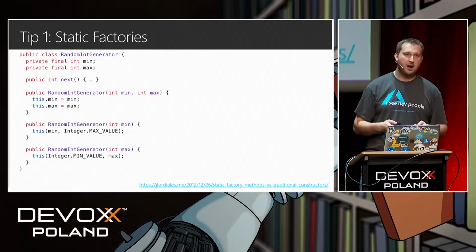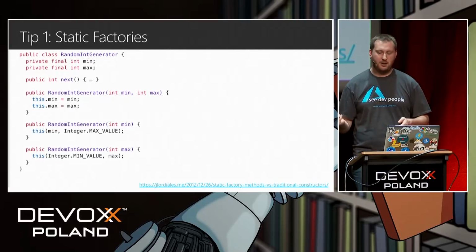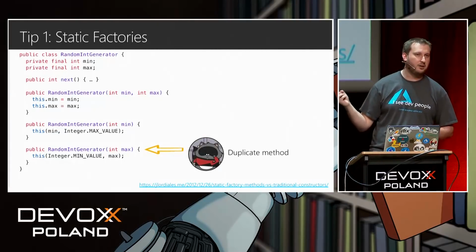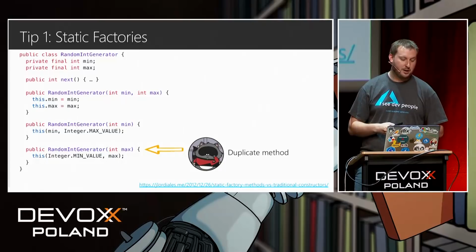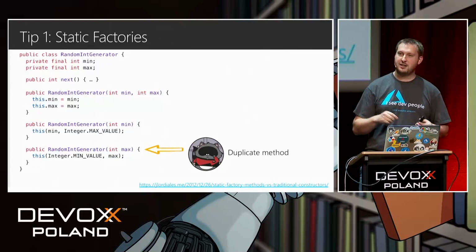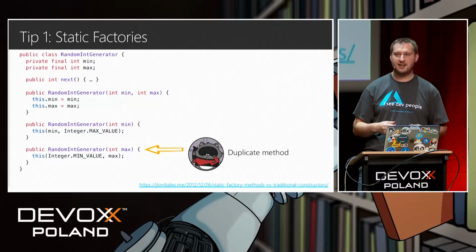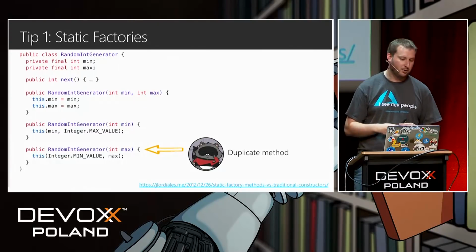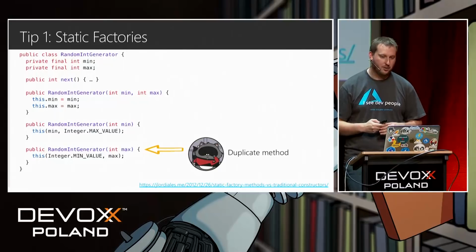And we're going to have a final random int generator that takes the max. Now, if anyone's paying attention, obviously that's not going to compile. You're going to have a duplicate method error, simply because from a Java perspective, we've now got 2 constructors that both take integers, and it's not clear which one is to be called. So this is not going to fly.